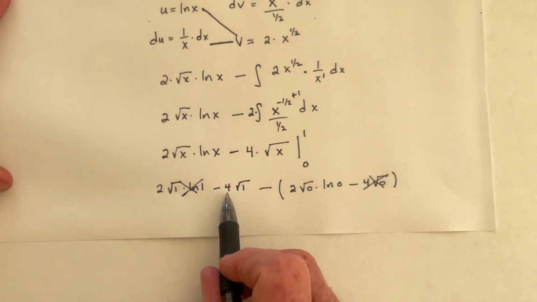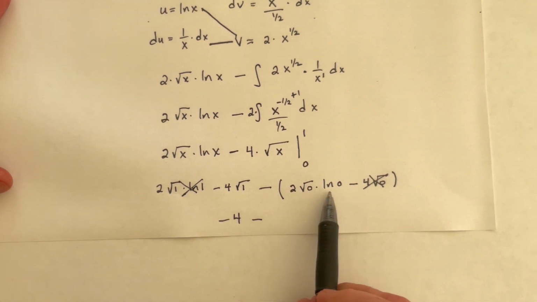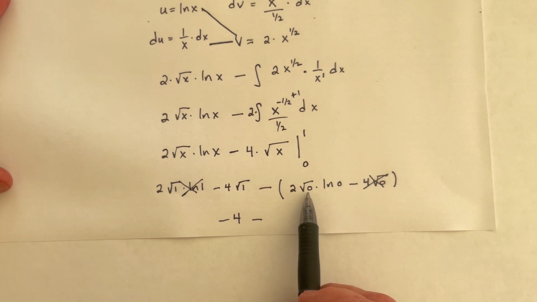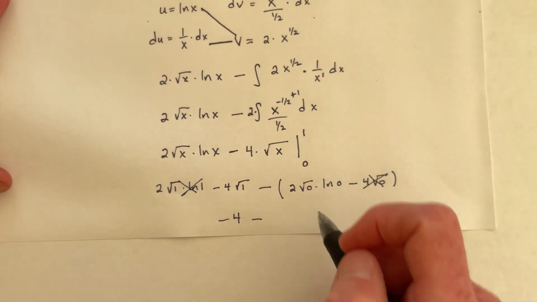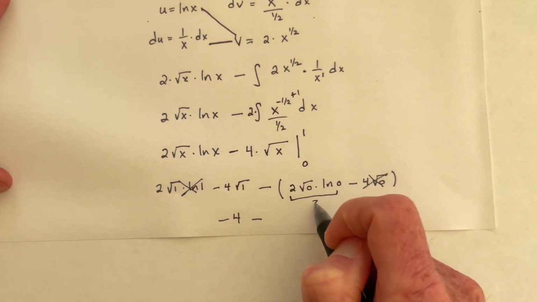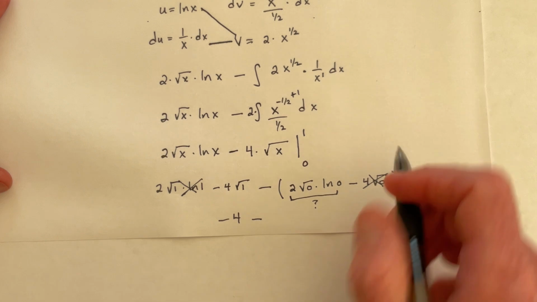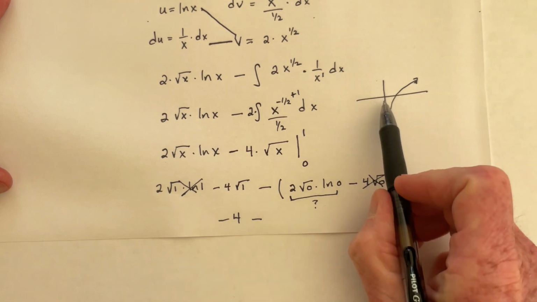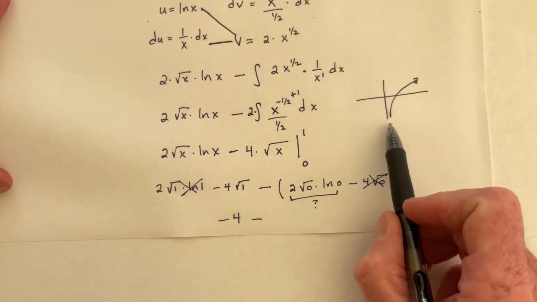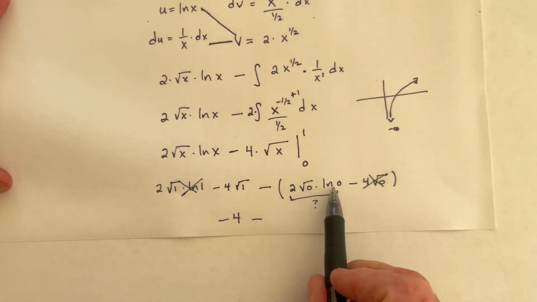So all we have so far is negative 4 times 1, and then minus, what is this part? The square root of 0 is 0, but natural log of 0 is negative infinity. So what does this equal? Because if this is negative infinity, so the natural log function looks like this. And if you get closer and closer to 0, then this is going down to negative infinity. So if this is a 0 times a negative infinity, what does that equal?